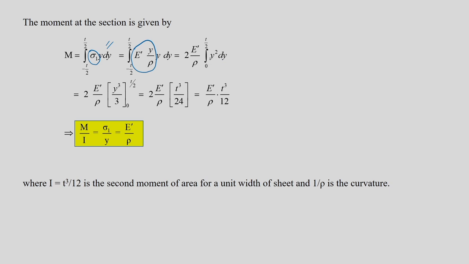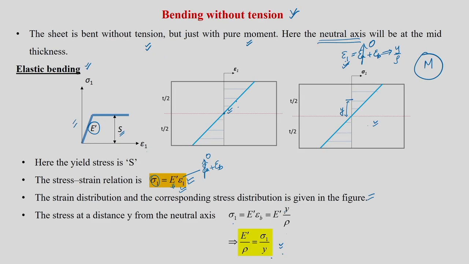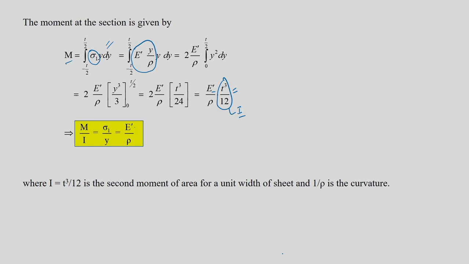So you can integrate it. Put your limits. Finally, you will get E dash by rho into t cube by 12, and this t cube by 12 is nothing but my I, considering unit width. So I can write M by I is equal to E dash by rho, which will also be equal to sigma 1 by y, which is obtained from this equation, where I is equal to t cube by 12. For unit width, it is the second moment of area.